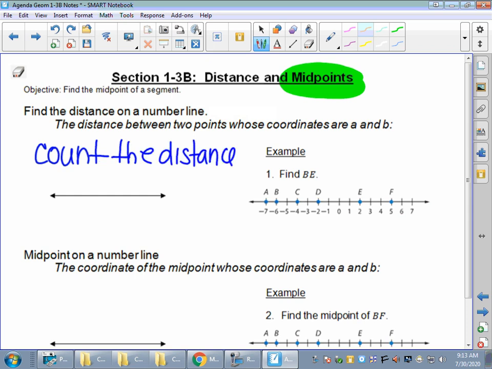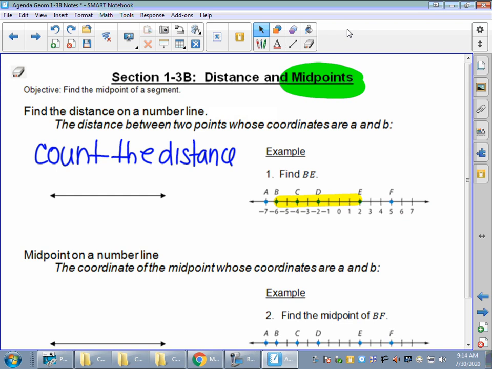If you want to be technical, you can subtract the coordinates on a number line. Notice a number line is one-dimensional. You just have a coordinate for each end. So segment BE, to find the length from B to E, so here's B over to E, the distance is whatever the distance is between -6 and 2.